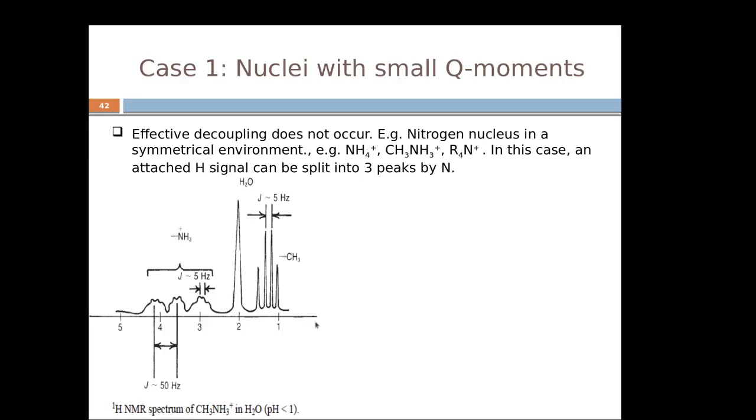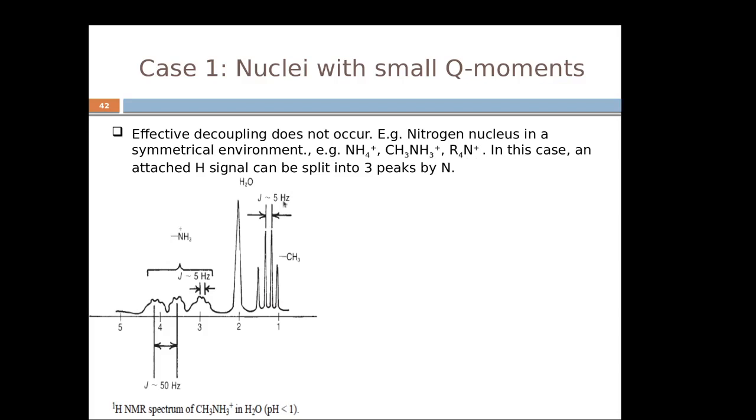Examples are a nitrogen nucleus in a symmetrical electronic environment, such as the nitrogen in NH4+, where the nitrogen is surrounded by 4 hydrogens symmetrically, to the same extent, or the nitrogen in CH3NH3+, or a quaternary nitrogen such as R4N+. In all these cases, the nitrogen nucleus is surrounded by bonding electron density to some symmetrical extent.